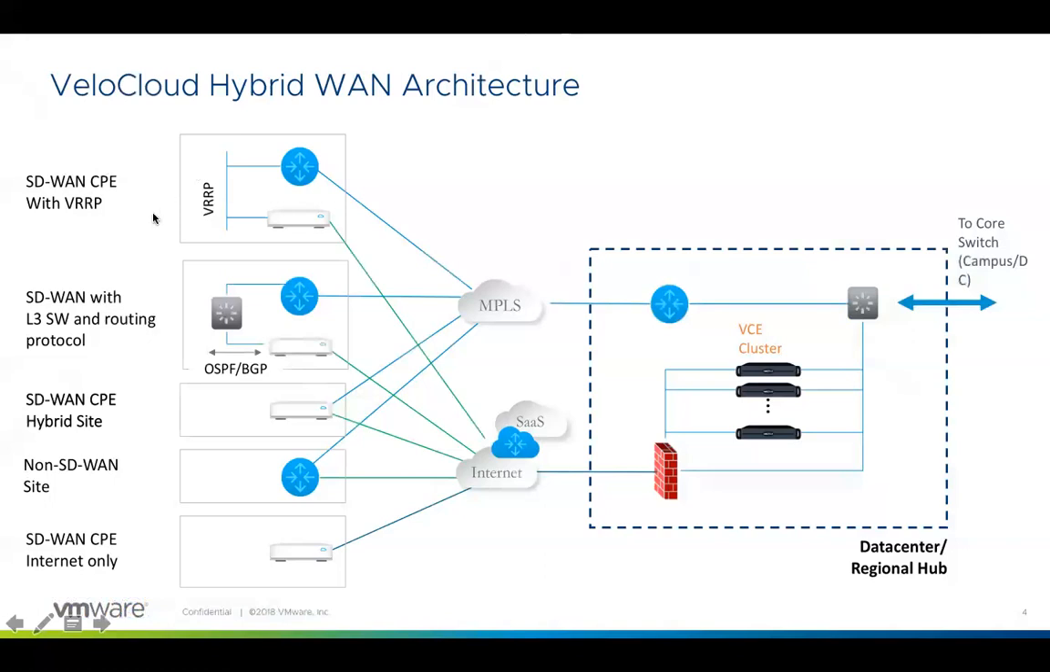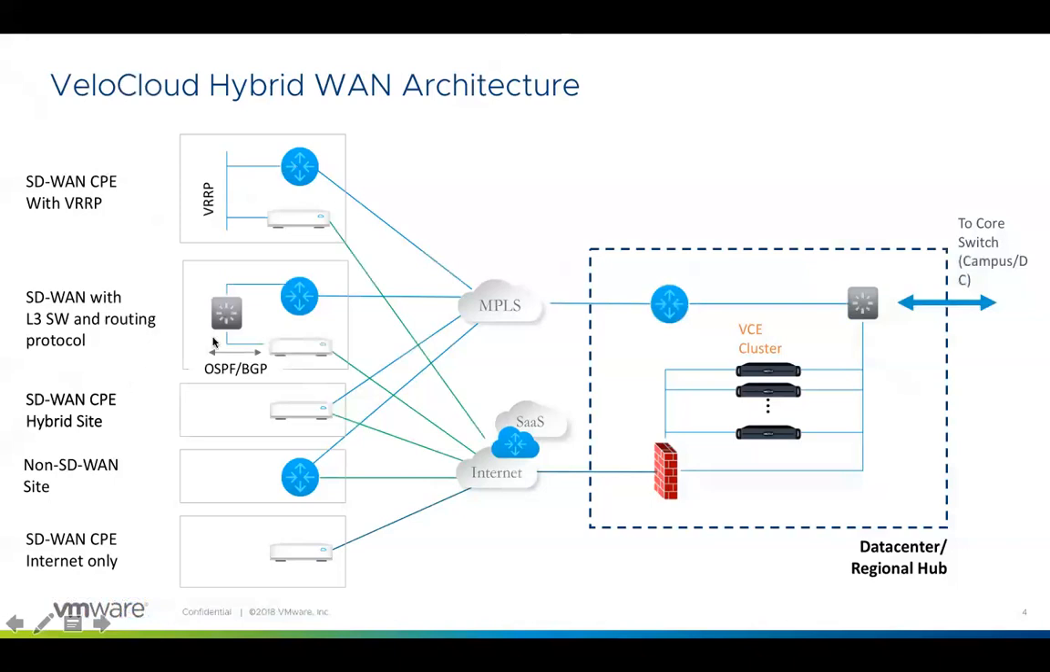So let's look at the various insertion options for the branch. First, there's the VRP branch, where the edge is running VRP with the CE router. When the edge is the VRP master, it's establishing overlay tunnels across both MPLS and internet, and it's the default gateway for the local LAN.